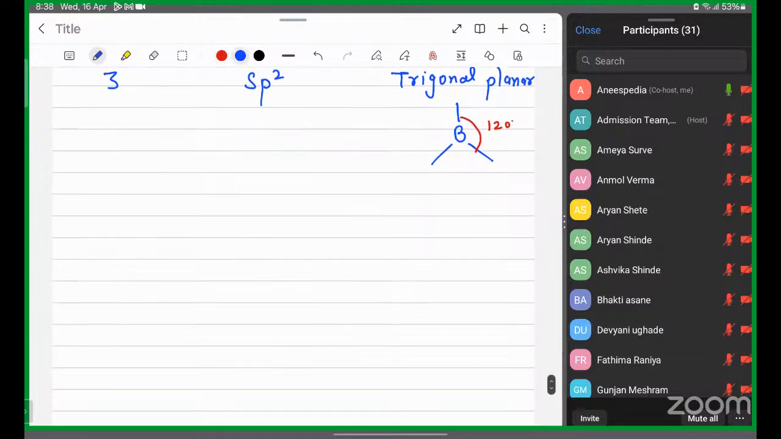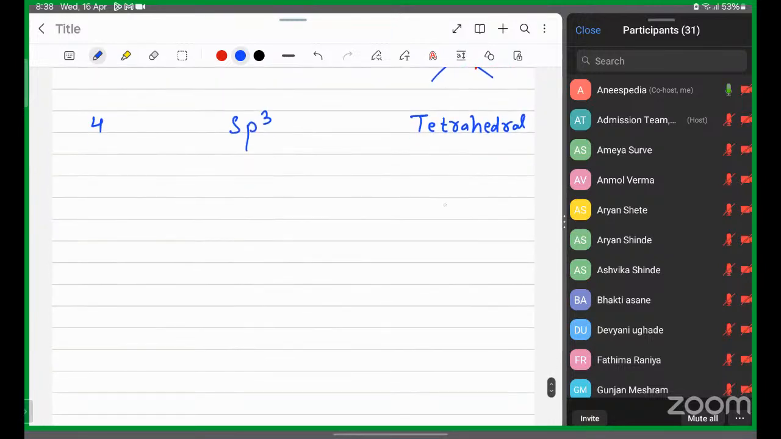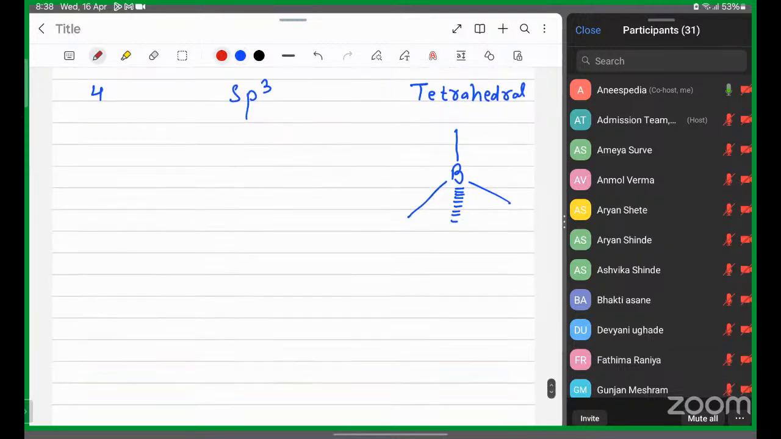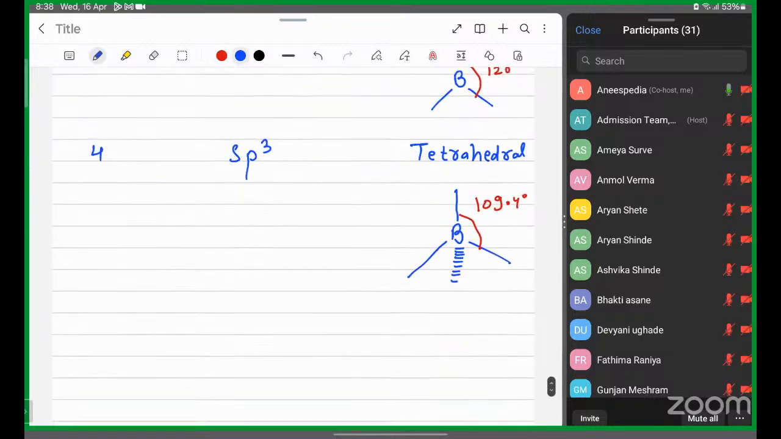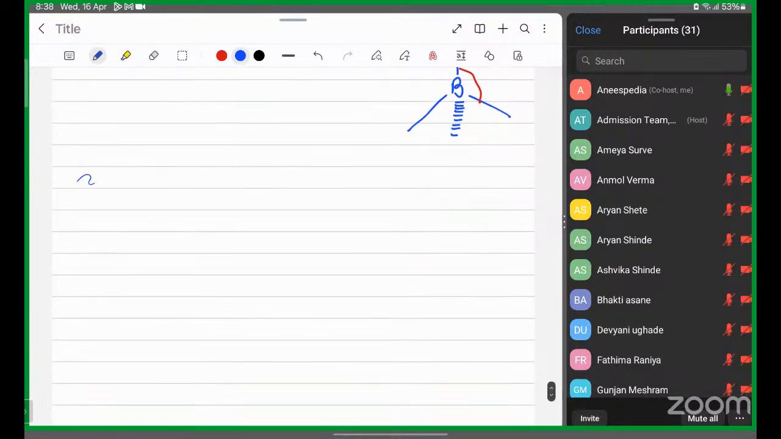Next we have steric number 4. In that case, hybridization is sp3, and geometry will be tetrahedral, which will be something like this. B atom, one of the atoms will be here, one here, and one will be in the backward direction. And in tetrahedral, this angle is given by 109.5 degree.